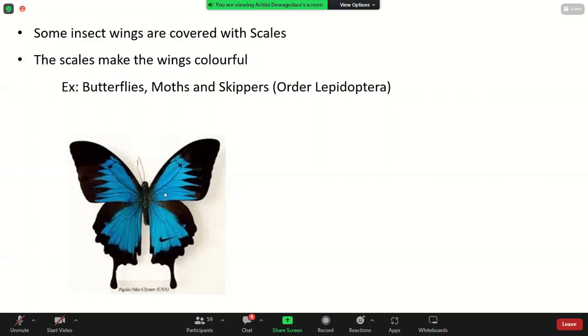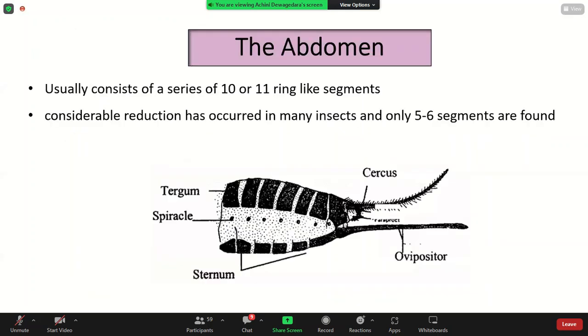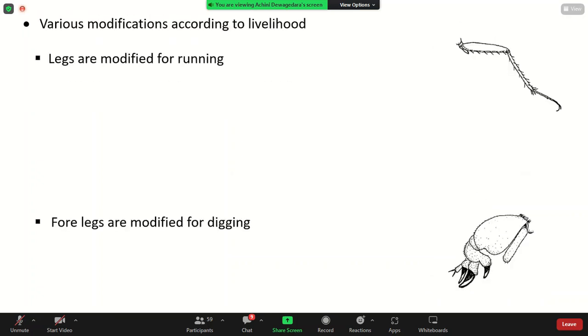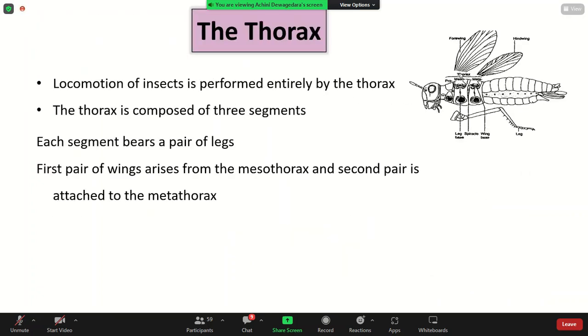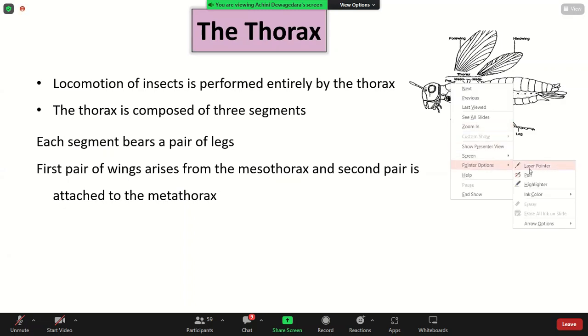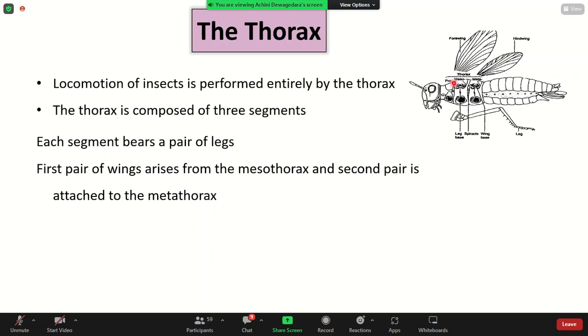So, as I told you, butterflies have very colorful wings because of the presence of scales, different colored scales. Right, so those are the main external structures present in the thorax, legs and wings. Right, so the last body segment that we're going to talk about is the abdomen.